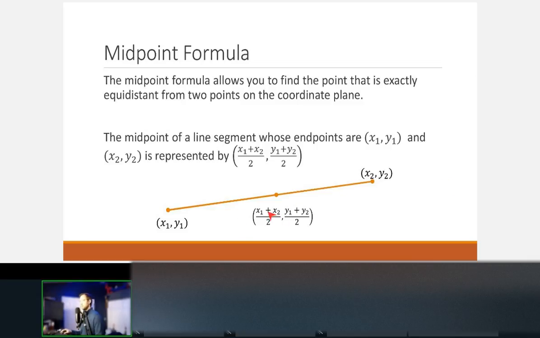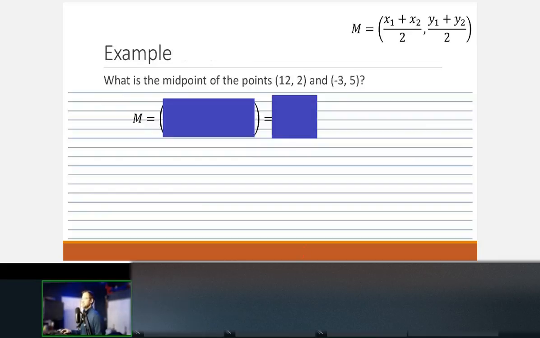Don't make the mistake. We are not subtracting. You take the x values and you add them, and then you divide by 2. You take the y values of the 2 coordinates, add them together, and divide by 2. Don't make this mistake. So for the midpoint, you add and divide by 2. This should look really familiar. So let's take a look at some examples here.